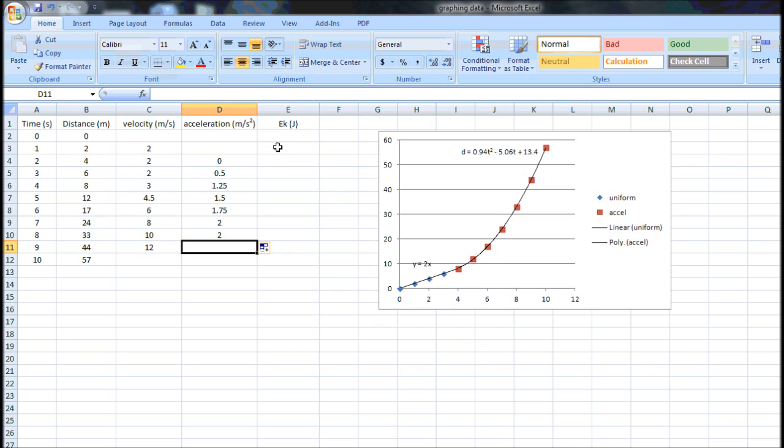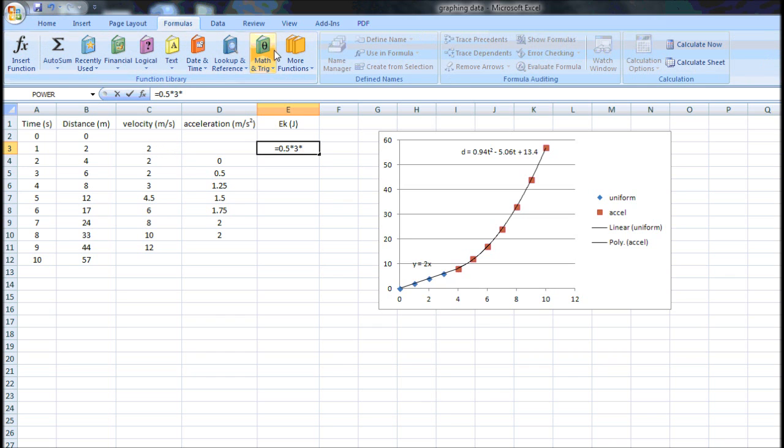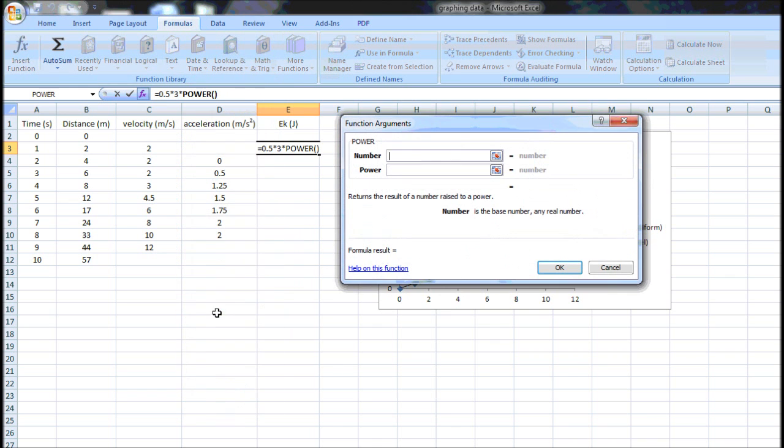Let's calculate the kinetic energy now. Kinetic energy is 1/2 mv squared. I've got velocity, so I can program that in by saying the kinetic energy is equal to 0.5, 1/2, times the mass. Let's just say the mass in my example is 3 kilograms, times V squared. V is this column here, which is C3. So I've got to go up to here, formulas, math and trig, go to power, and I say it's box C3. And the exponent I'm going to use is square, so it's 2.